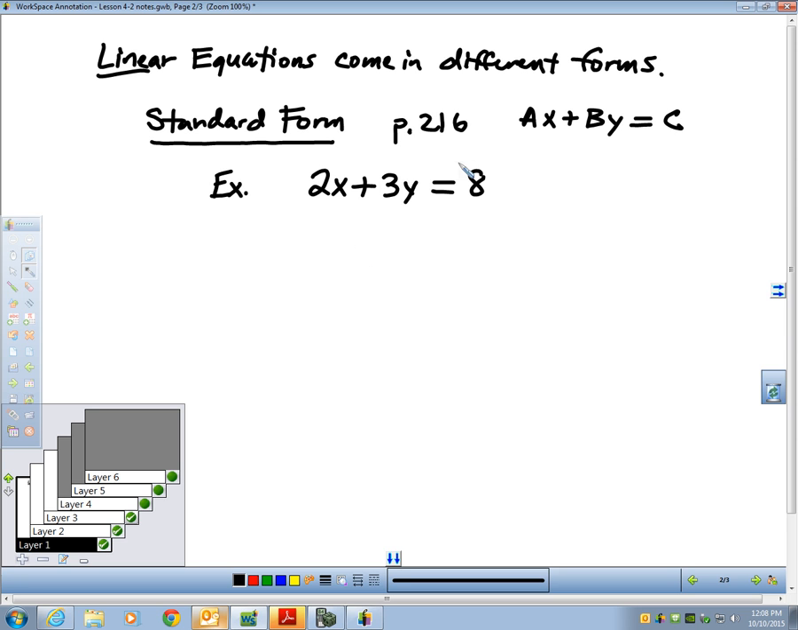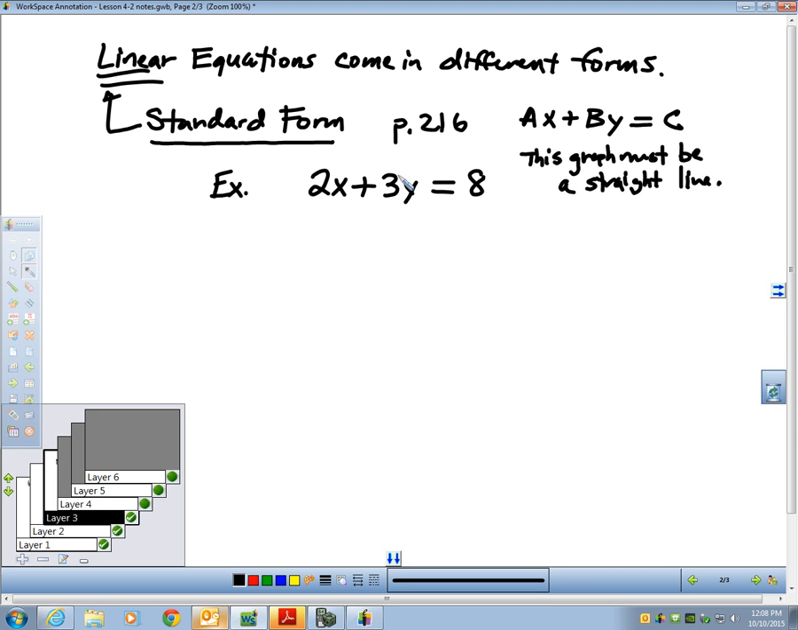When I see an equation in standard form, I automatically know it's a linear equation. In other words, if I graph this, it has to give me a straight line. Okay? So maybe I should just write that in there. This graph must be a straight line. How do I know? Because this is in standard form, and standard form is always linear. It's always going to give me a straight line graph.